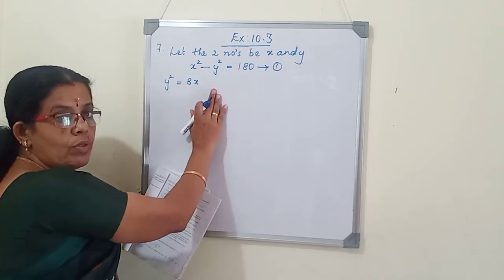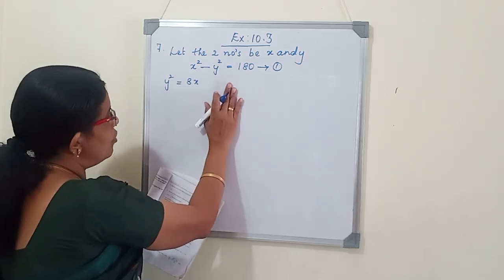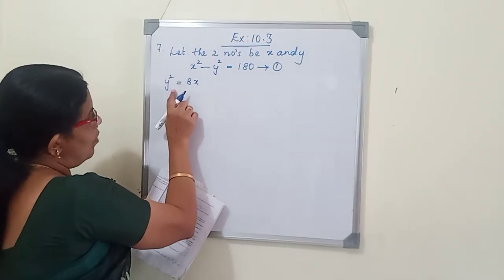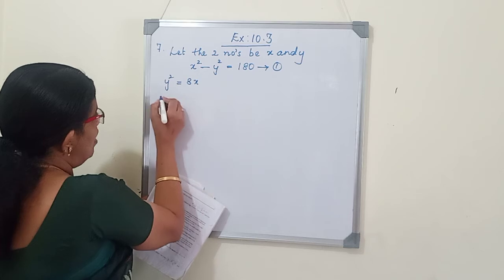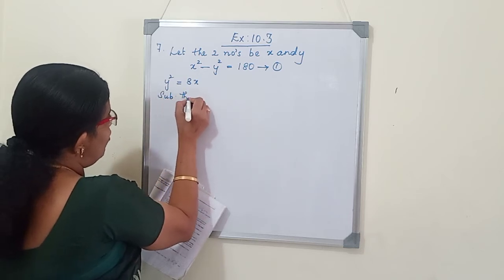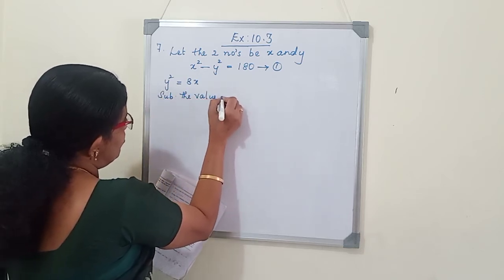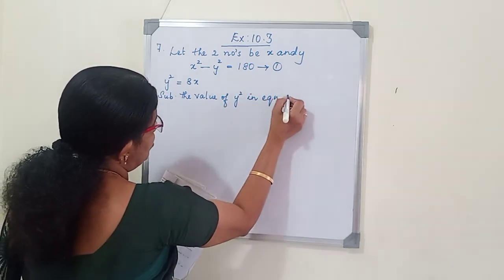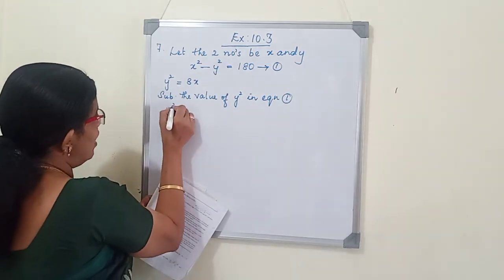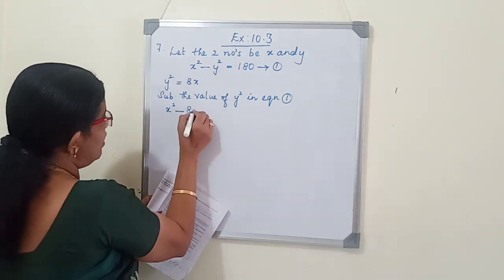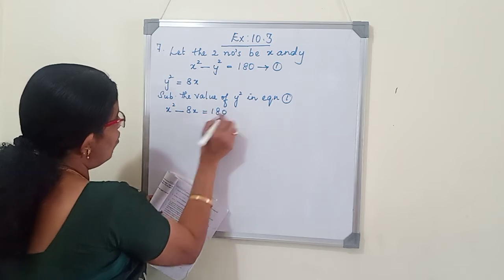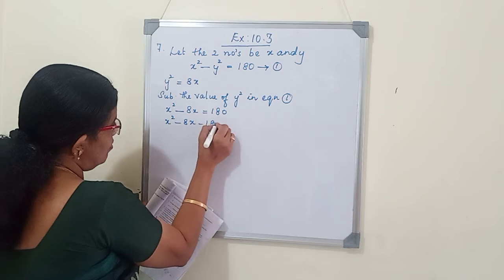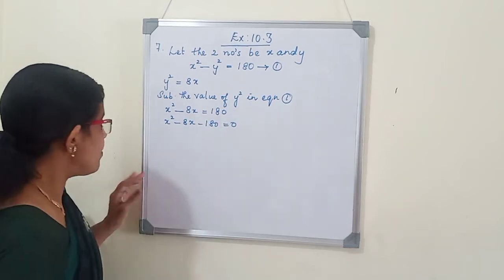Now we will use only one variable here. So y square is equal to 8x. This value of y square we will substitute in equation 1. So equation 1 becomes x square minus, instead of y square we will write 8x, is equal to 180. See, now we got a quadratic equation in one variable. Now we can solve this.